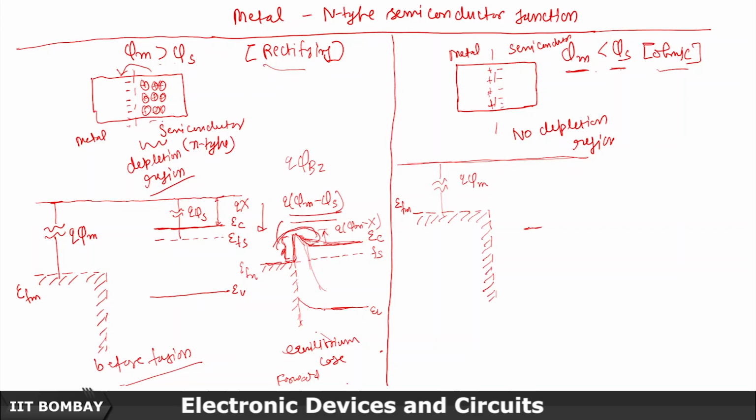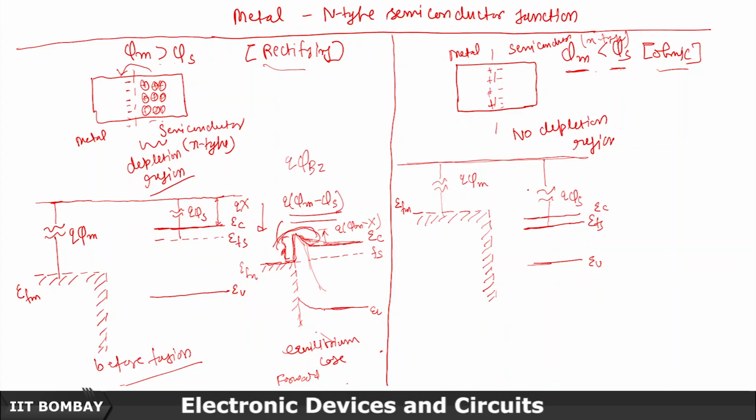This is my EFS. So this is q phi s. Since again it is an n-type semiconductor only, this is going to be closer to the EC conduction band and a little far from the EV.